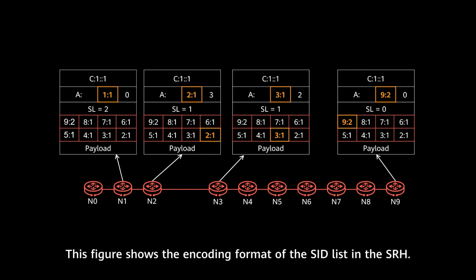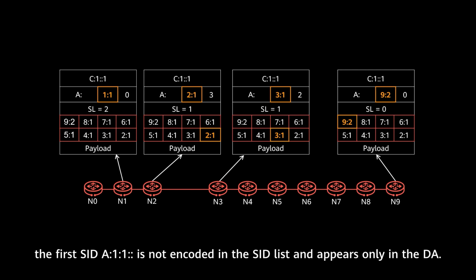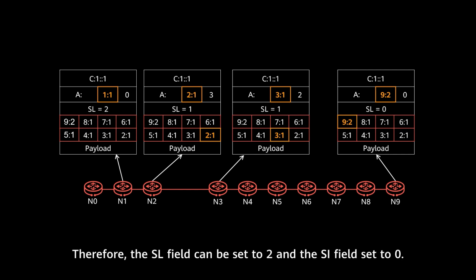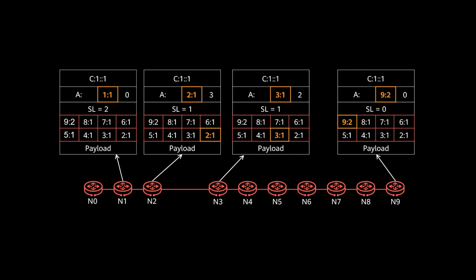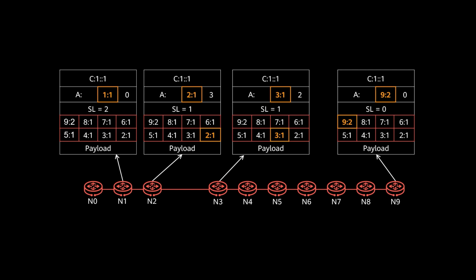So this figure shows the encoding format of the seed list in the SRH. In reduced mode, the first seed a:1:1 is not encoded in the seed list, and it will appear only in the DA. Therefore, the SL field can be set to 2, and the SI field set to 0. When the packet is forwarded from node 0 to node 1, node 1 detects that the a:1:1 in the DA is a COC flavored end seed allocated by itself, and then it checks the SI value.